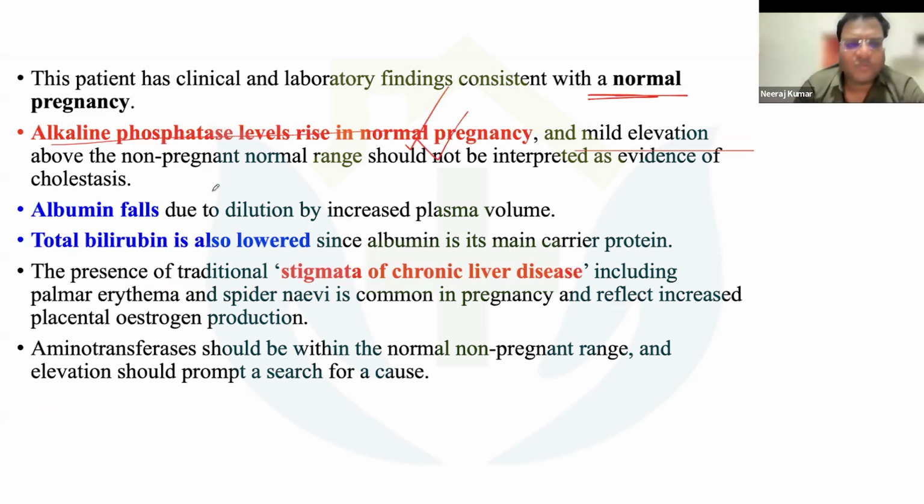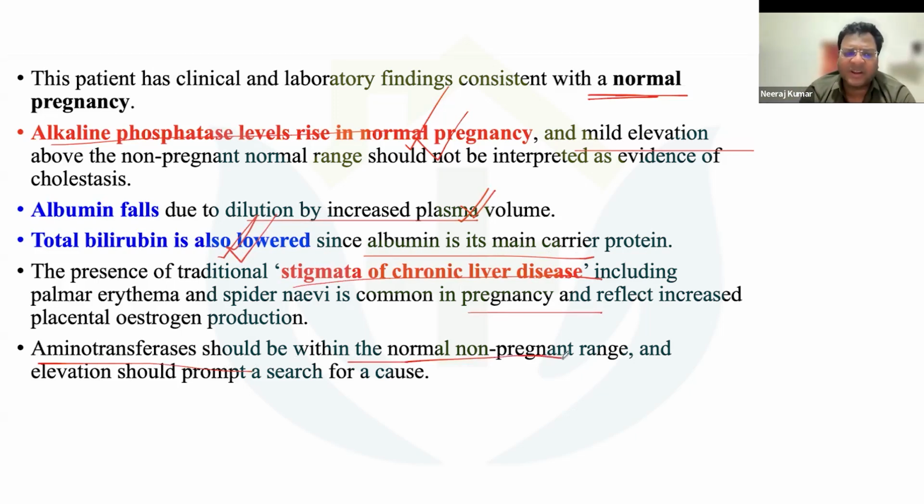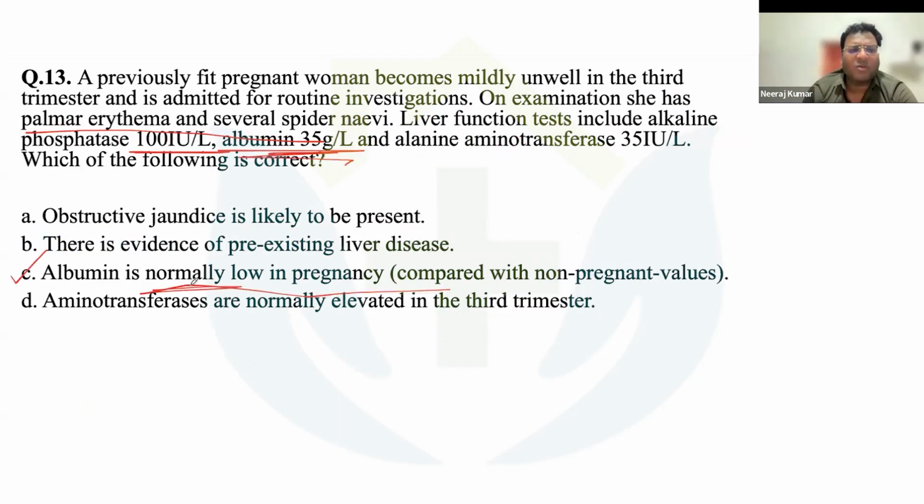Second, albumin falls. Why does albumin fall? Due to dilution from increased plasma volume, which we all know. The total bilirubin is also lowered because albumin is the main carrier protein, so if albumin is falling, total bilirubin will also be low. These patients also show signs resembling stigmata of chronic liver disease in the form of palmar erythema and spider nevi, which are also common in pregnancy. Aminotransferases should be within the normal non-pregnant range. That's why the option is albumin is normally low in pregnancy compared with non-pregnant values.